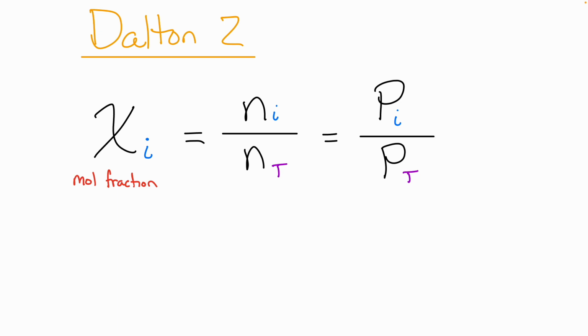All right, so if you have a mixture, you can always define a mole fraction, where you take the number of moles of whatever you're interested in divided by the total number of moles in that mixture. That's this new quantity we call mole fractions. And it turns out that for gases, that mole fraction is also equal to the partial pressure of that gas divided by the total pressure. Cool. All right, so let's use Dalton's law here.